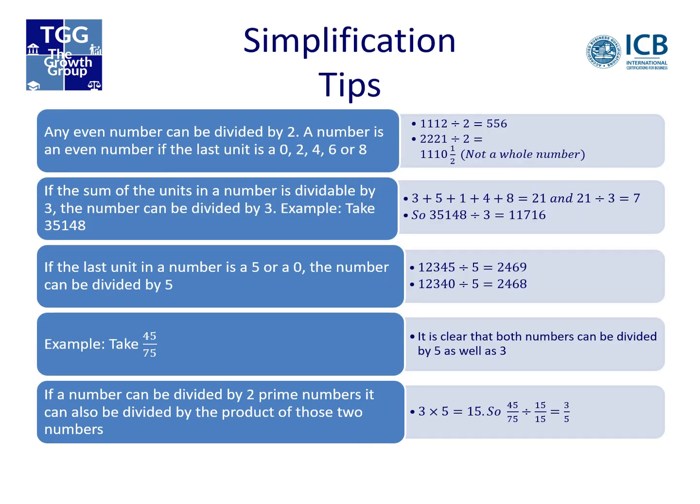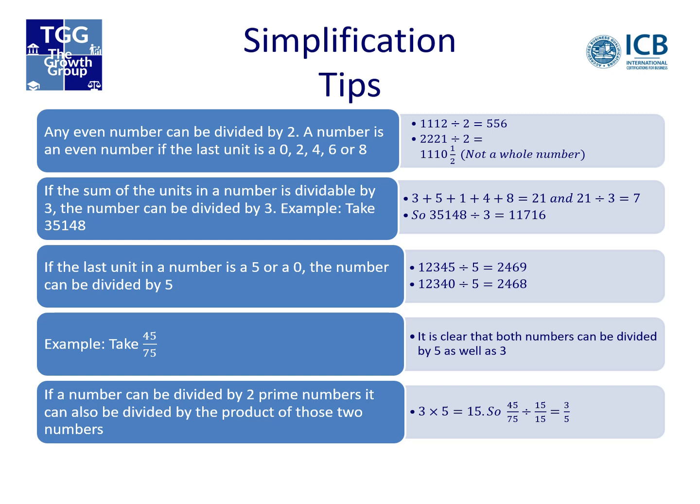On this slide, I've given you a couple of simplification tips. So let's look at them. The first one says any even number can be divided by 2. And the number is even if the last unit of that number is a 0, a 2, a 4, 6, or 8. So we take 1112, and when we divide that by 2, we get 556. Notice that the last unit in that number was a 2.